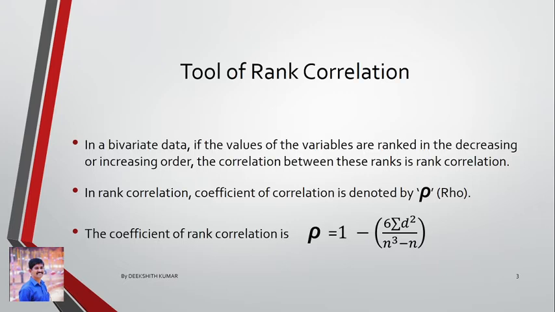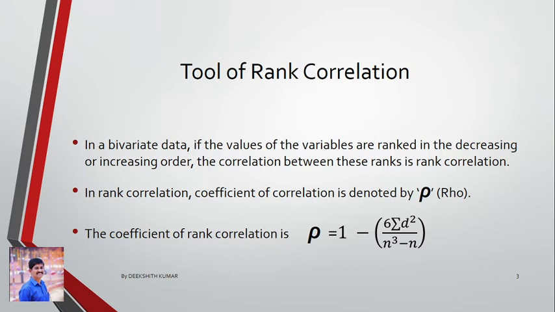Now, how is rank correlation calculated? In Karl Pearson's coefficient, we had quantitative data, that means numerical data, which can be measured in terms of numbers. But suppose instead of quantitative data, qualitative data is given, for example a rank. Instead of giving the marks, if a rank is allotted to students, then Spearman's rank correlation is used. In bivariate data, if the values of the variables are ranked in increasing or decreasing order, the correlation between these ranks is called rank correlation.